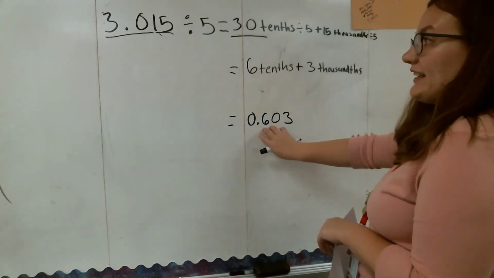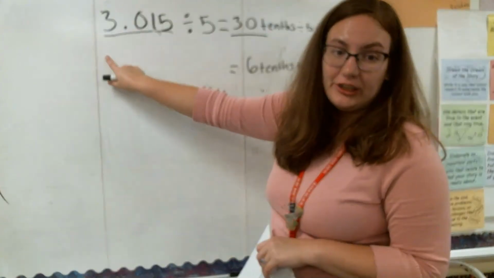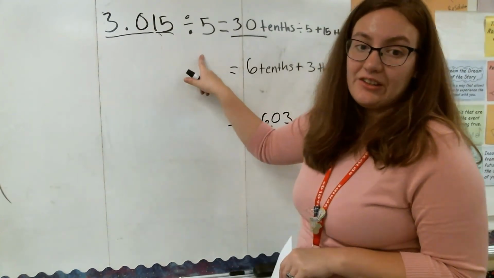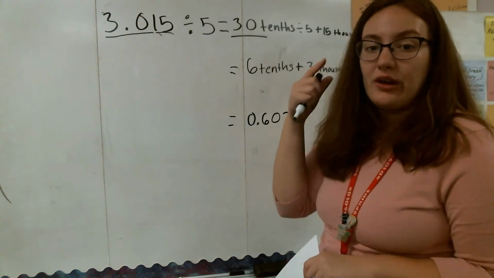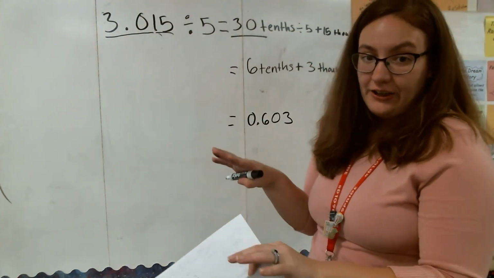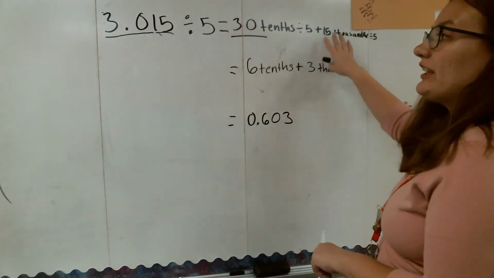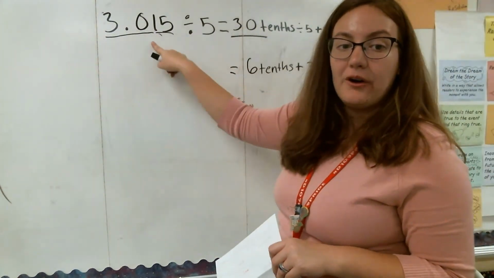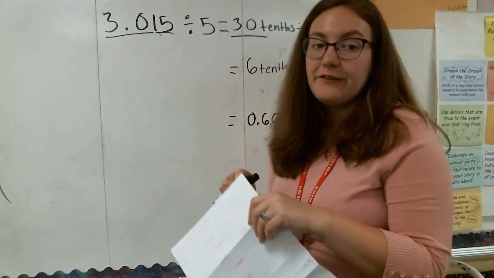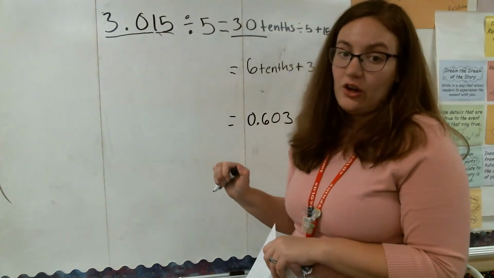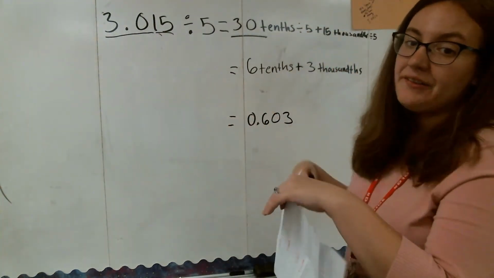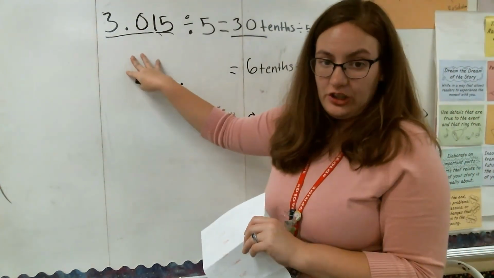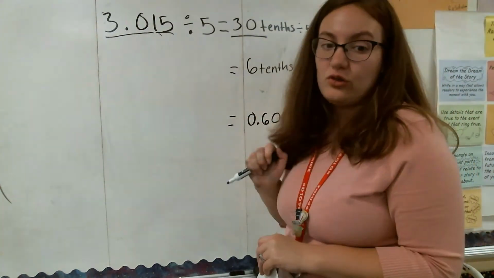Now, again, this is not a fact that you normally know. 3 and 15 thousandths divided by 5. It's not a fact you normally know or can easily do off the top of your head, at least at first. The reason why we do these steps is because we want to break apart these numbers into facts that we do know how to solve to help us easily get our answer without having to use a calculator or long division. And that is why we use this strategy.